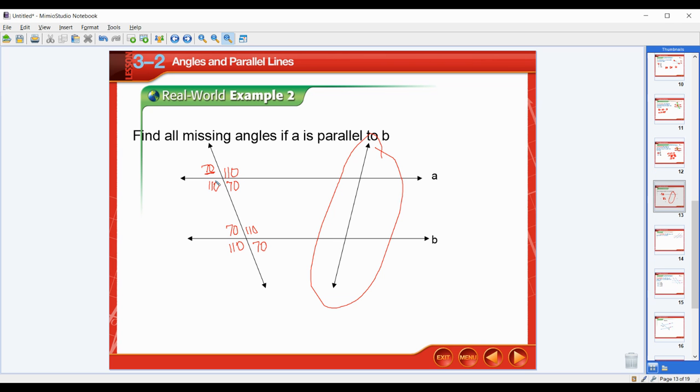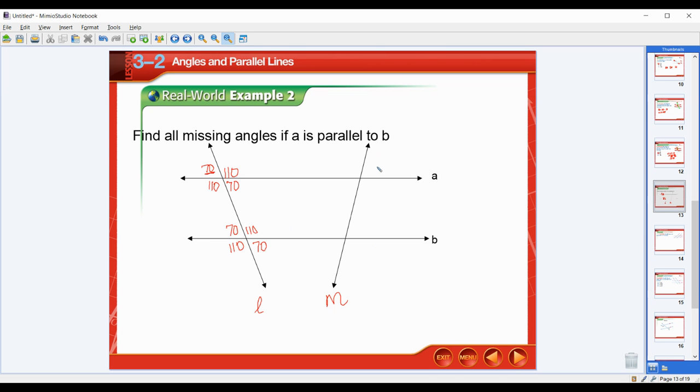So since I said that this is 70, that doesn't necessarily mean anything over here. And if you're asking why, it's because these lines are not parallel. So let's give these some names. If those are A and B, let's call this L and M. L and M are not parallel, right? So we cannot say the same thing about L and M as we can say for A and B.